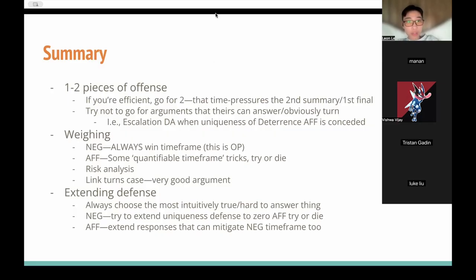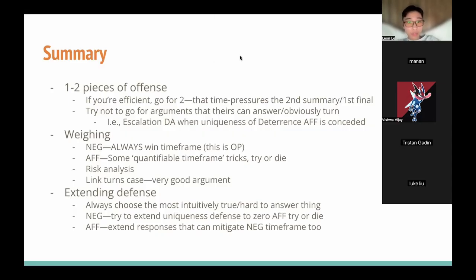So, in terms of weighing, I think that different sides have different advantages. For example, as the negative team, you pretty much should always win time frame weighing. You should say our argument happens before theirs. I just think that it's the nature of the negative to win time frame. And on the AF, some things that you can do are like try or die, like extinction's inevitable now, so the only risk of solvency is the AF.